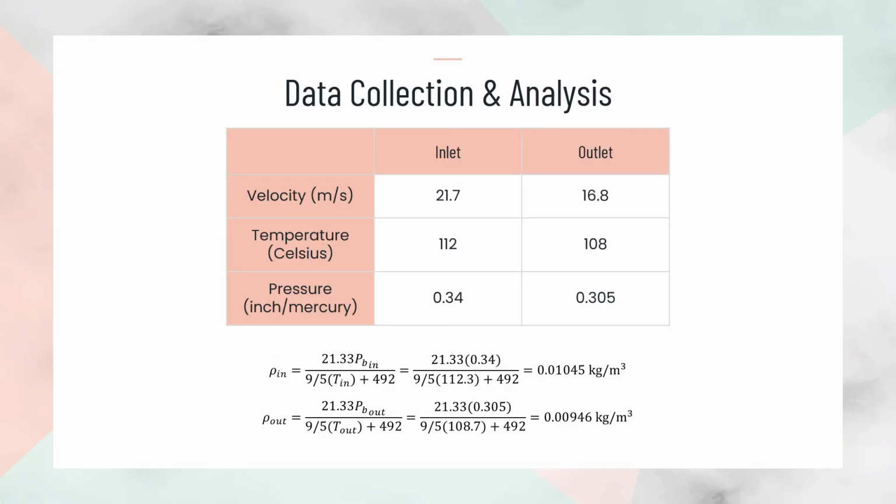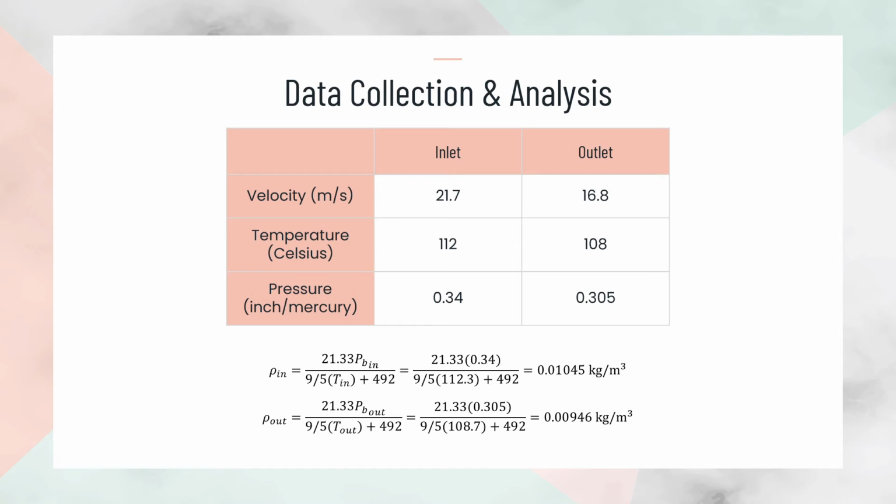And here are our data collection and analysis. From the experiment, we have velocity, temperature, and pressure at both inlet and outlet. For the velocity in meters per second, we have 21.7 at the inlet and 16.8 at the outlet. For the temperature, we have 112 at the inlet and 108 degrees Celsius at the outlet.